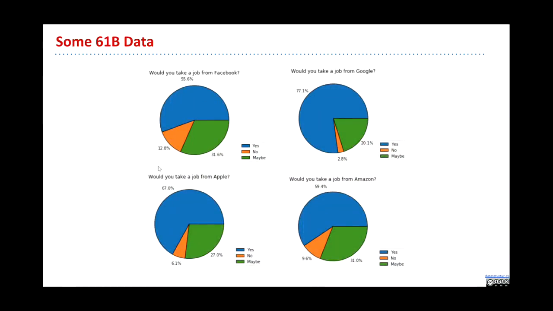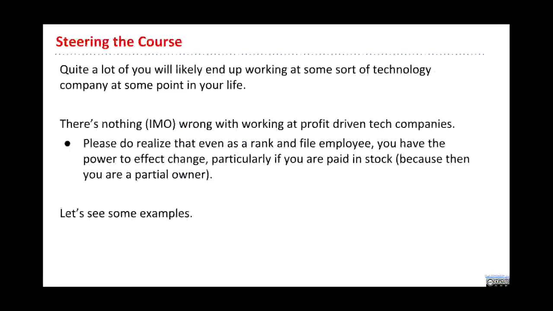Google was 77, Apple 67, Amazon 60. So just a little bit of a peek at your sense of reputations. Okay. All right. So then in terms of steering the course, I just want to leave you with one last little bit.